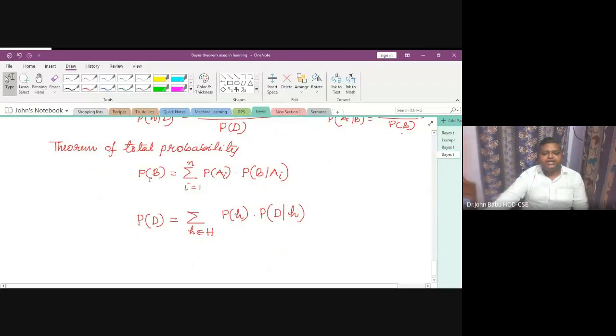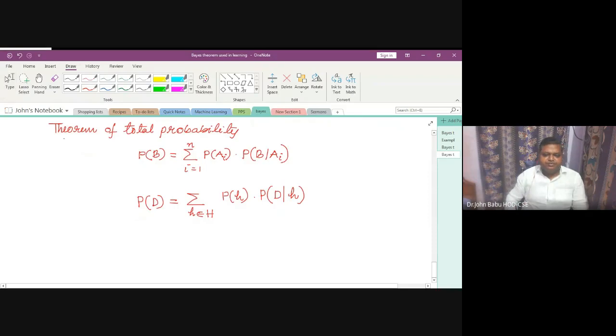So when we want to calculate probability of D, we take all the hypotheses. For each hypothesis, we will calculate probability of H and likelihood, and we will sum it. Then we'll be using another formula here. What is log A plus log B?